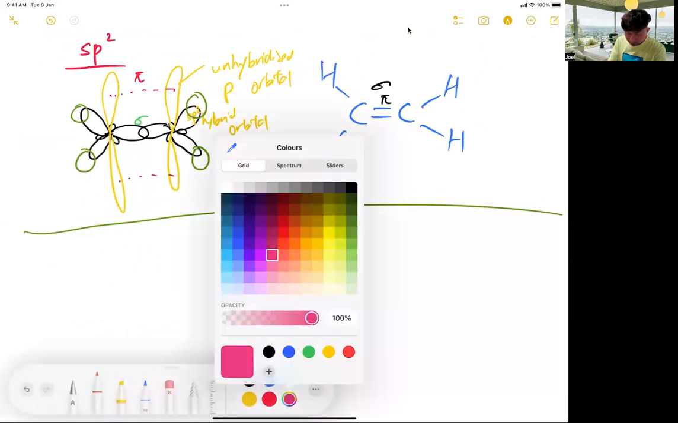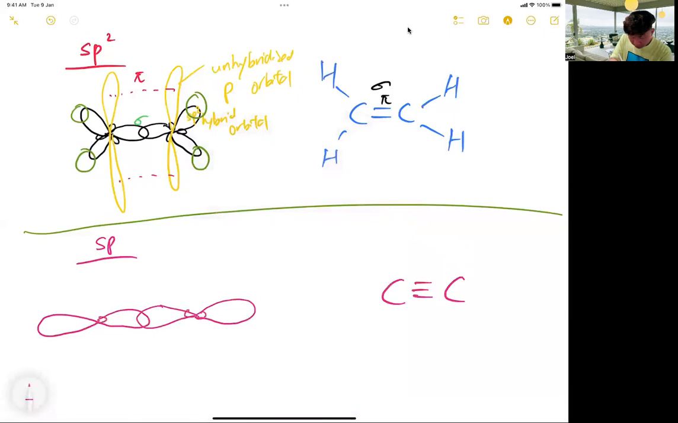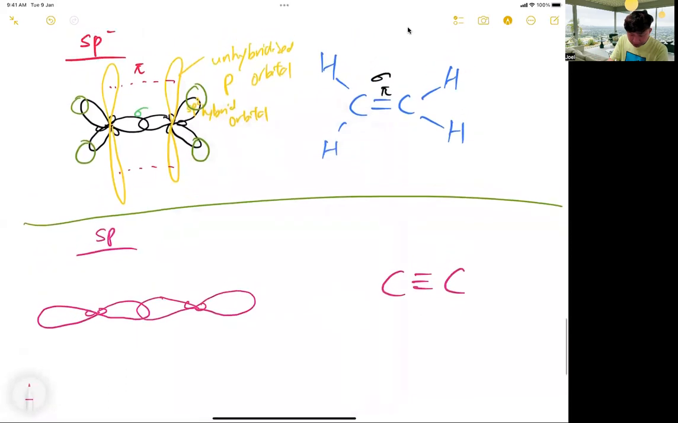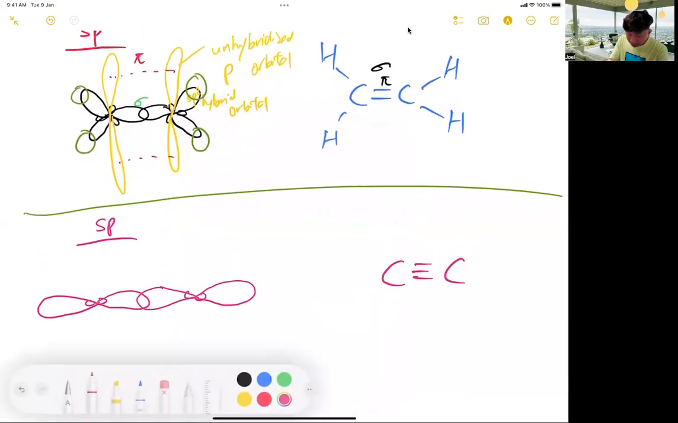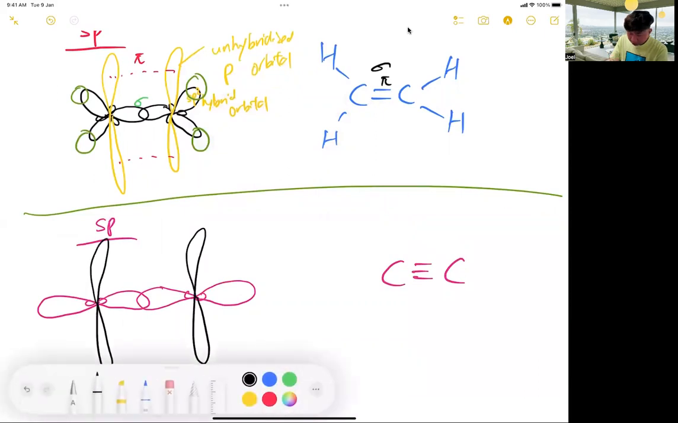Okay, and the final one is your sp orbital. So sp is a triple bond. Okay, so sp is like that, right? Only got 2, because sp got 2 only. Then there's the lobe here in the center. But now the difference is that there are 2 unhybridized p orbitals. So one unhybridized p orbital, another unhybridized p orbital.